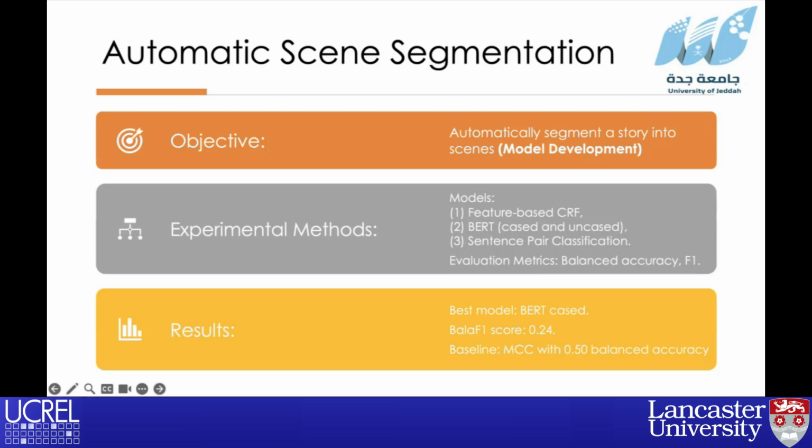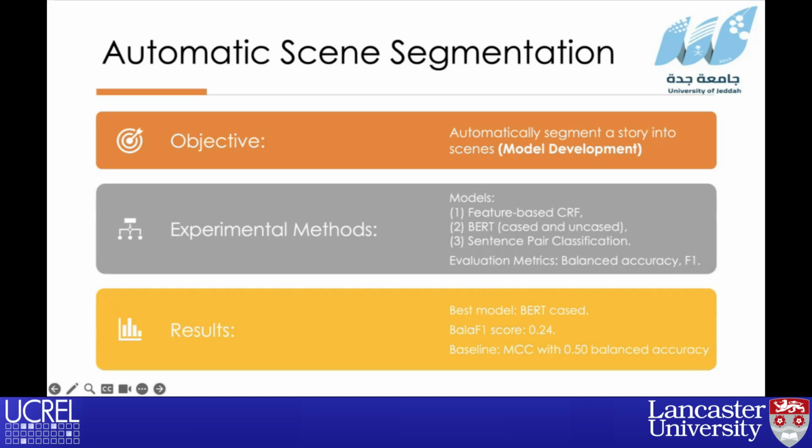For the feature-based CRF, we used features like whether this sentence is the beginning or end of a chapter, and whether it is the beginning or end of a paragraph. We also used transitioning phrases, and the preceding and following sentences. Then we also used BERT, a pre-trained language model, BERT cased and BERT uncased. Here we treated the problem as a normal sentence classification problem, so the model predicts the tag for each sentence as either a boundary sentence or a non-boundary sentence.